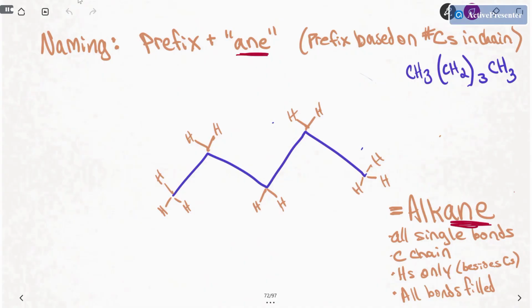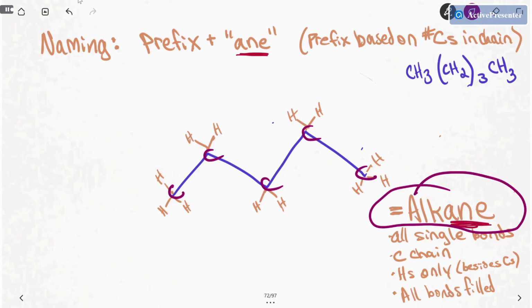Now, these hydrocarbons with just the carbons, carbon, carbon, carbon, carbon, carbon, and then just hydrogens filling up the rest of the bonds the carbons need, this is called an alkane group, alkane, when it's just a hydrocarbon. It's going to be all single bonds. See, these are all just single bonds. It's going to be a carbon chain.